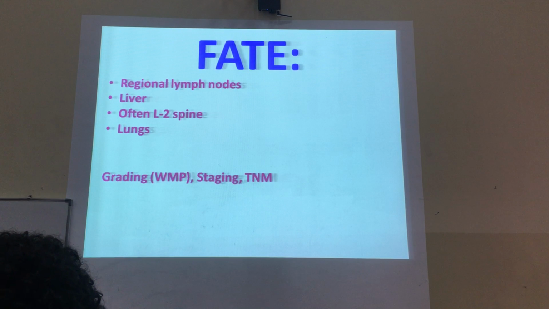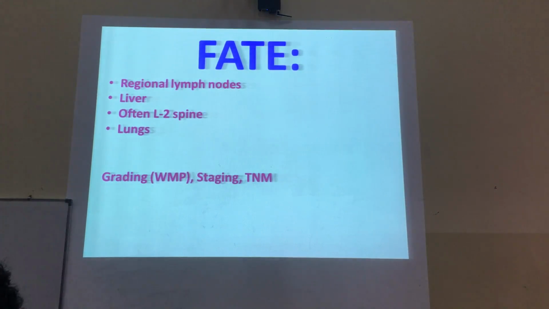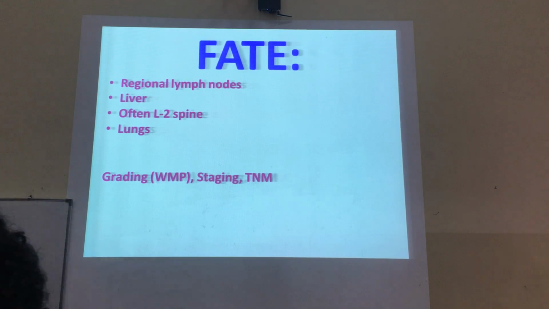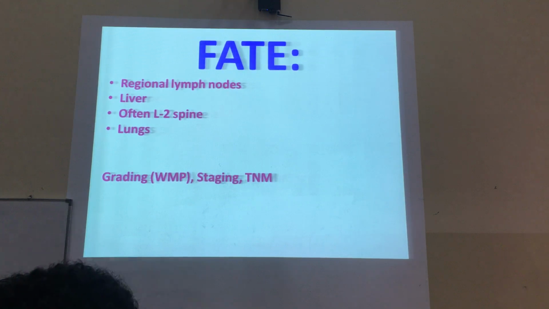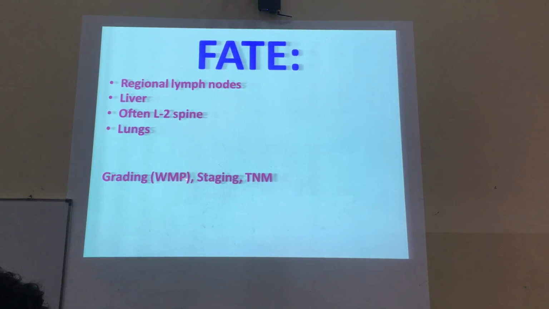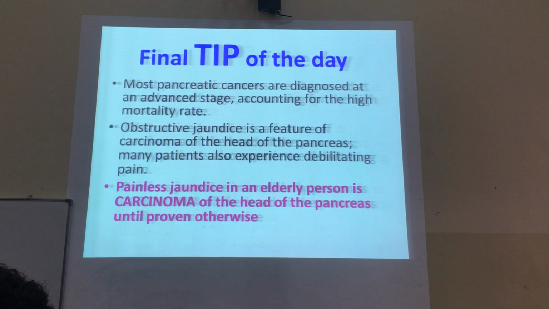The fate means what is the outgrowth? It can go into regional lymph nodes, maybe celiac lymph nodes, maybe the hepatic lymph nodes, or the iliac lymph nodes. It can go into the liver, metastasize to the spine, and go into the lungs. Metastasis can happen in this way. The grading can be well differentiated, moderately differentiated, or poorly differentiated. The staging is done by TNM: tumor stage, lymph node status, and metastasis. Then the final tip of the day is that most pancreatic cancers are diagnosed at an advanced age, accounting for the high mortality rate.